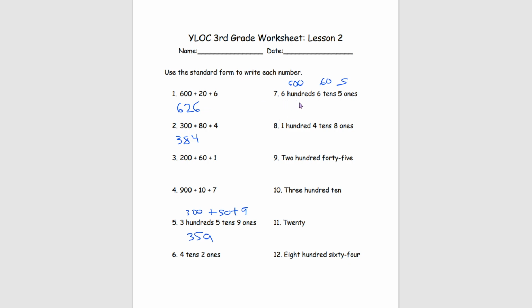So 6 hundreds means the 6 goes into the 100 spot, so we get 6 right here. 6 tens, or 60, means that we put the 6 in the 10 spot, so we get 66. And for our last number, we have 5 ones, or just 5, and we're just going to put this into our 1 spot. So for number 7, our answer is 665.